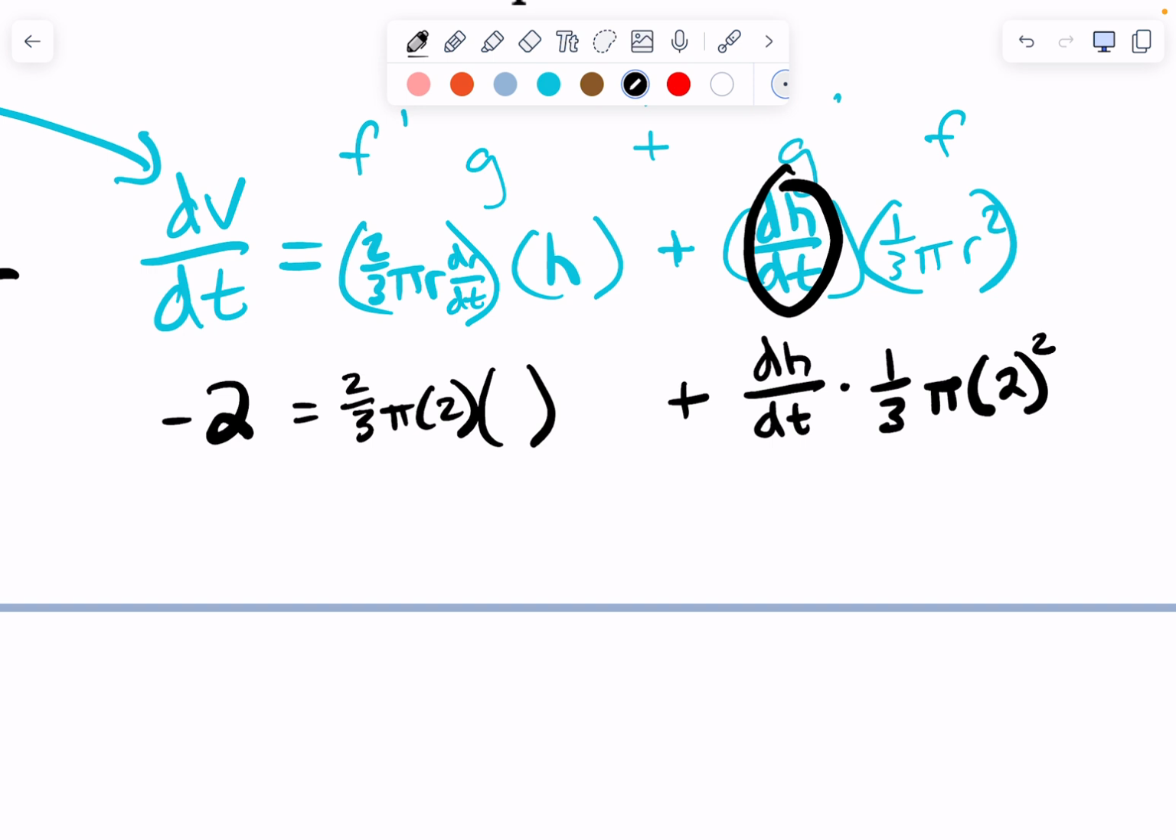Wait, what's r? We don't know what dr dt is. Oh, the rate that the radius changes. Is the rate of the radius changing going to be constant? No, it's going to start to slow down, right? So we don't know what that is. So this is a question mark. That's the dead end that we're going to run into. Not a dead end. Detour, because we've got to do something else. H is how much? 8. We have to figure out what dr dt is.